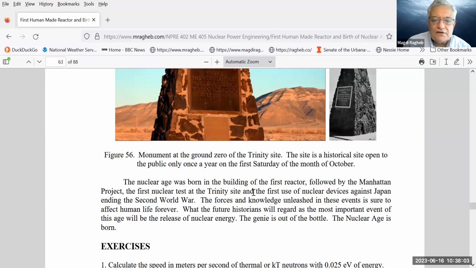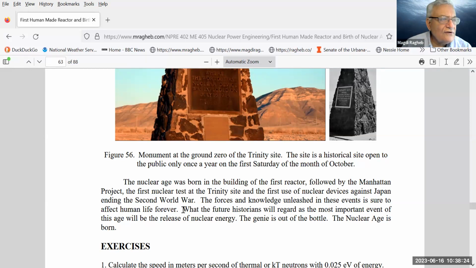the first nuclear test at the Trinity site, and the first use of nuclear devices against Japan, and that ended the Second World War. The forces and knowledge unleashed in these events are sure to affect human life forever. In fact, it is as important as the discovery of fire.